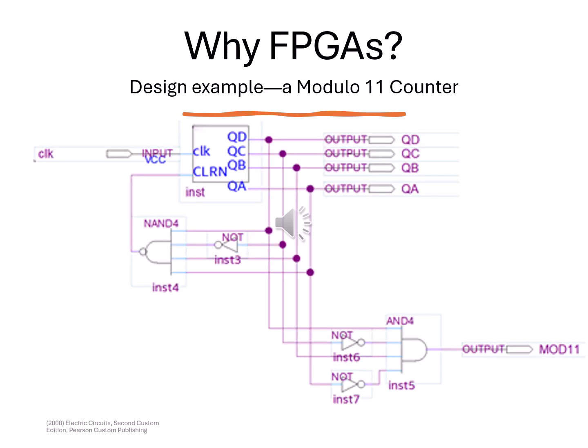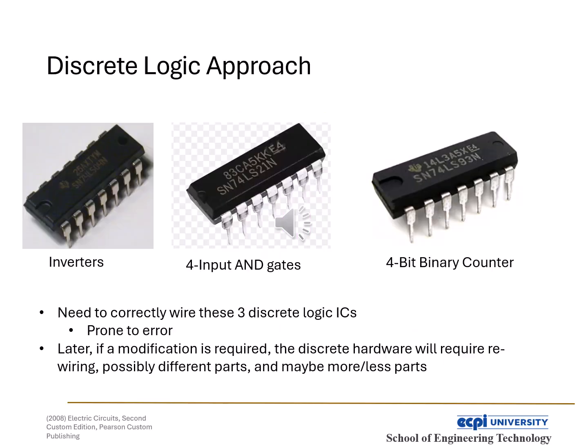Let's consider a design example, a modulo 11 counter. In the old school, discrete logic world, you'd need multiple chips, AND gates, inverters, counters, all wired together. That's messy, error-prone, and hard to update. If you wanted to change the design, you'd need to rewire everything and maybe even use different chips. This is like trying to change the story of a movie after it's been filmed.